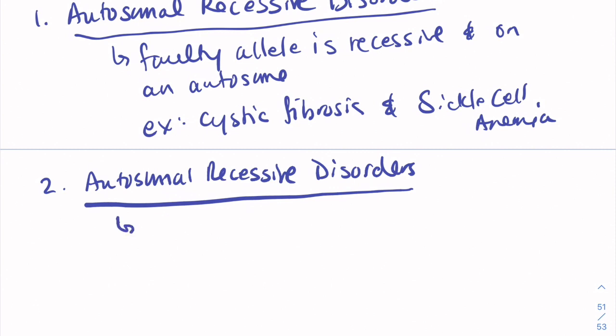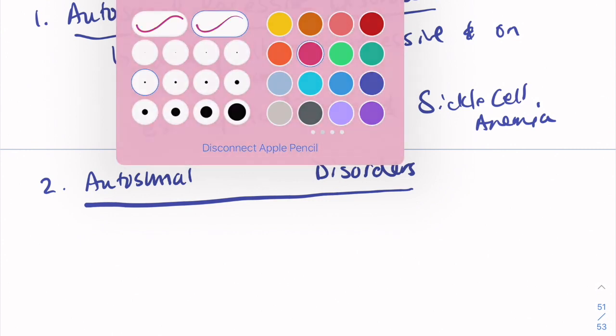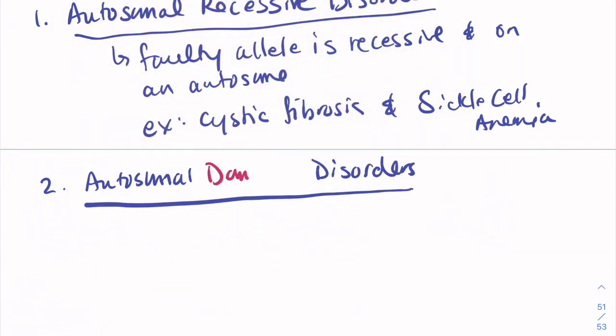This is when the faulty allele is on an autosome, but I totally messed that up. Let's go back and fix this. Totally said the wrong thing there. Let's change the color. Homozygous dominant disorders. Homozygous. All right. My mouth and my pen are not working together.